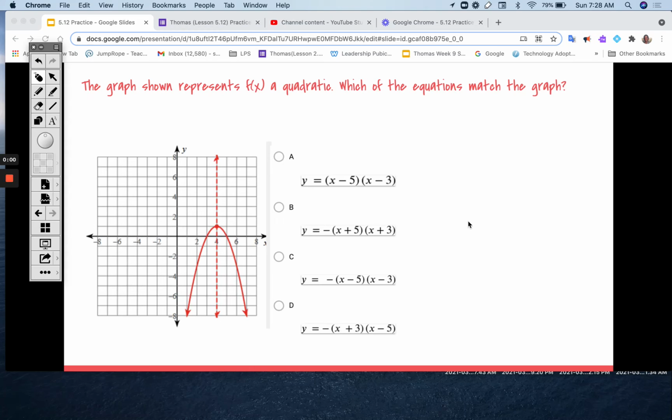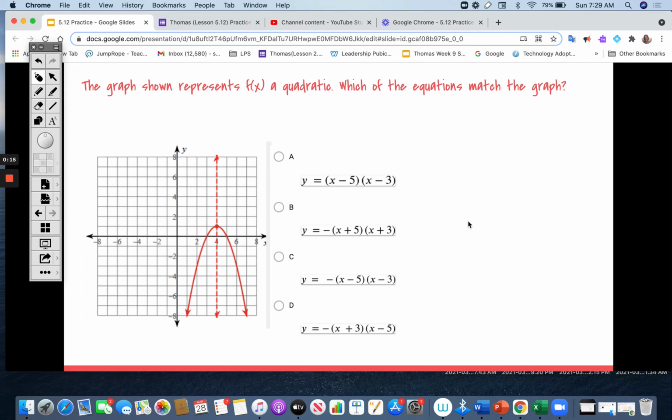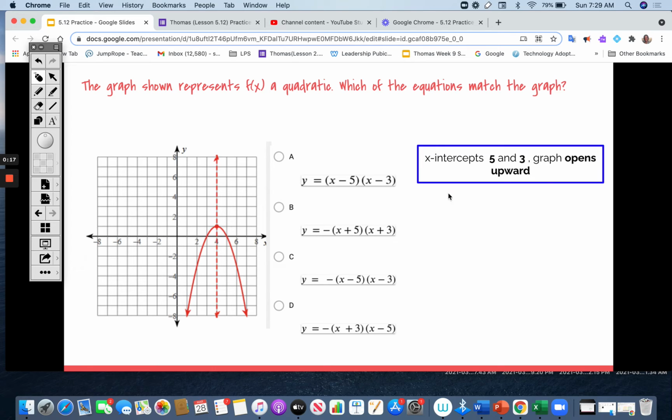So this graph represents f of x, a quadratic. Which of the equations match the graph? I want to look at each of these equations and think about what I know to be true about them. You can multiply using the box method to get each in the standard form.